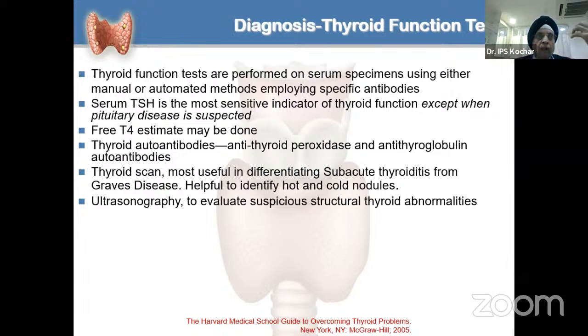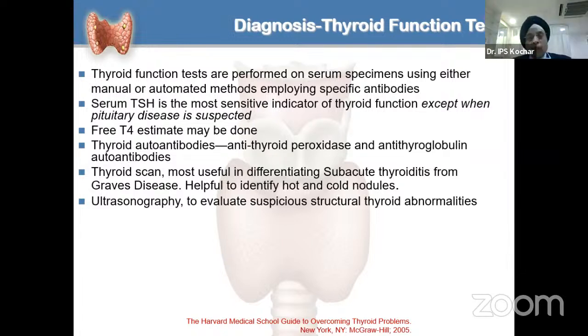There are also thyroid antibodies: TPO, anti-thyroid peroxidase antibodies, and thyroglobulin antibodies. These are many times used to know the etiology of the disease. If these are positive, that means it's an autoimmune thyroid cause, autoimmune thyroiditis or Hashimoto thyroiditis. Then a scan is very, very helpful.